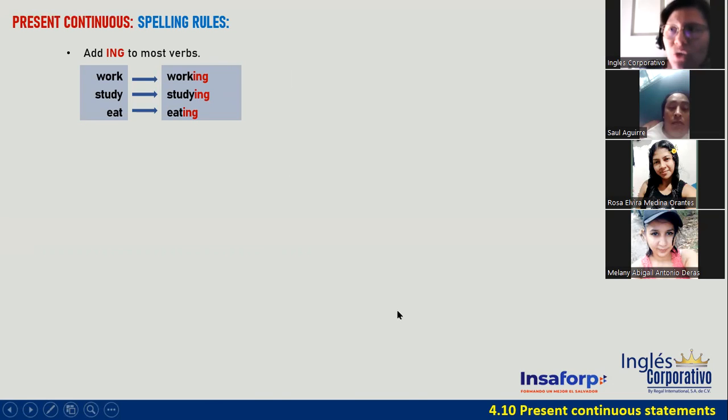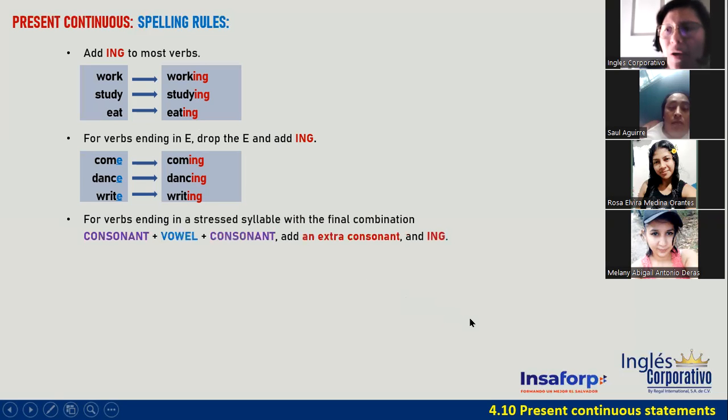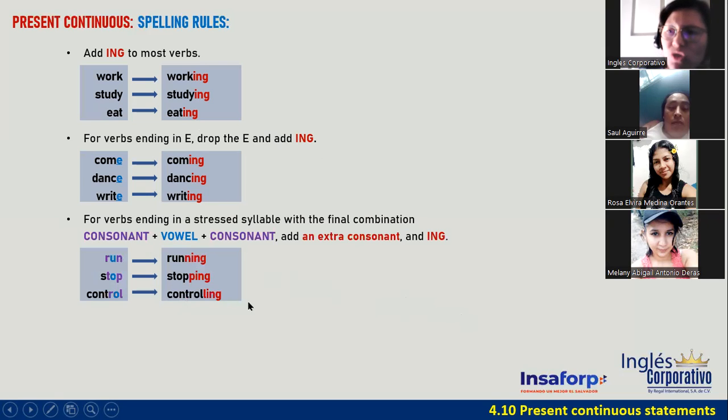Add ing to most verbs. For example, work, working. Study, studying. Eat, eating. Right? Now, what happens with verbs that end in E? Because there are verbs that end in E. So, if I have a verb ending in E, drop the E and add ing. Come, coming. Dance, dancing. Write, writing. Okay. But there's one special rule.